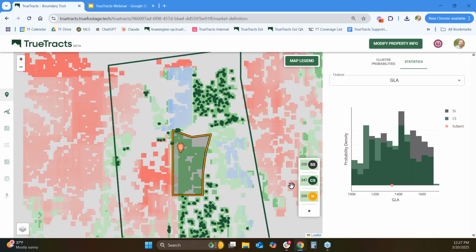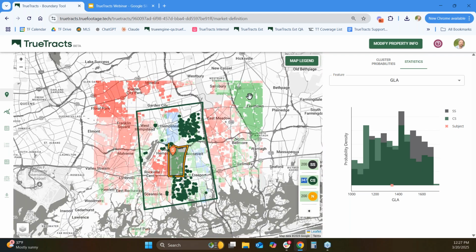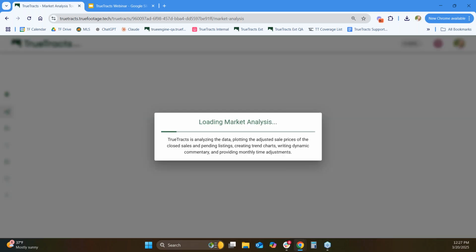What that's going to do is take those 900 properties down to 347, because if we zoom back out, it's no longer considering those. It's only considering properties in my market area. So I go back to market analysis. It's going to recalculate all of that data based on that new data set.